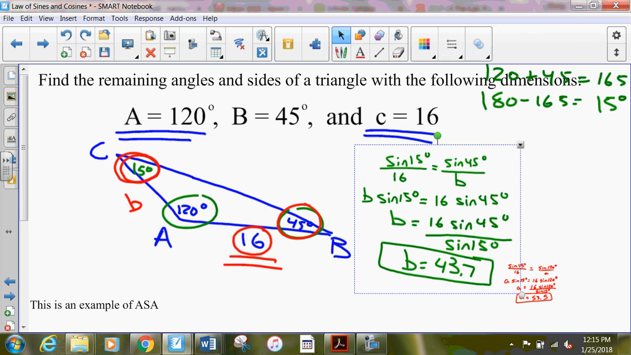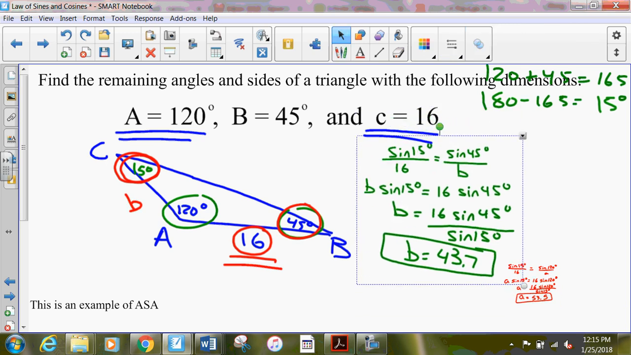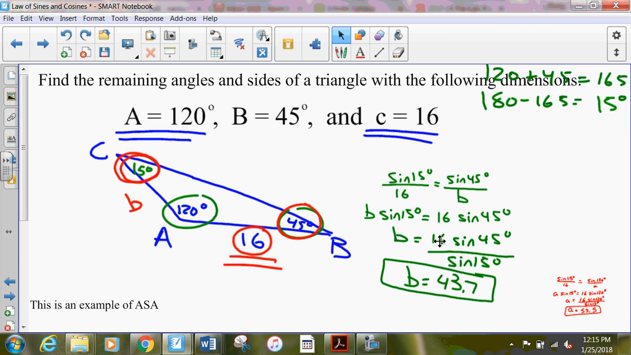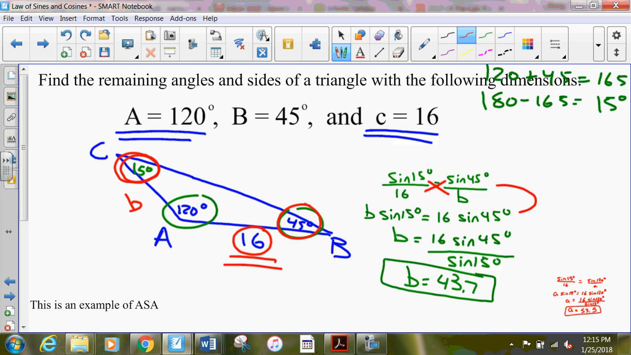So we set it up, we cross multiply. That's how we moved from this line to this line. Once again, we want to get B by itself. So we divided both sides by sine of 15 degrees, right? And that's how we moved from this line to this line. Once we isolate B, we put this whole thing in our calculator. And when we press enter, we get 43.7.